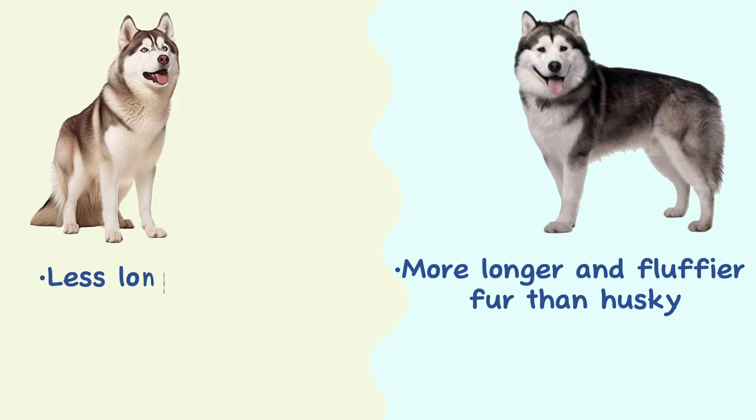Coat. Husky and Malamute both have a dense double coat. But, Malamutes have longer and fluffier fur than Husky that helps them stay warm in extremely cold climates.